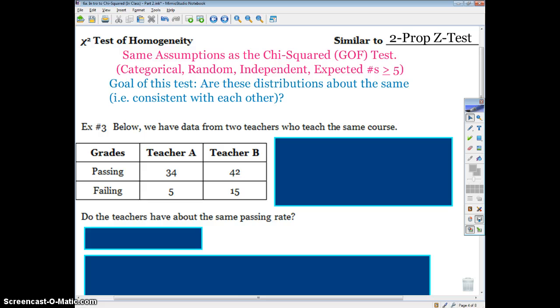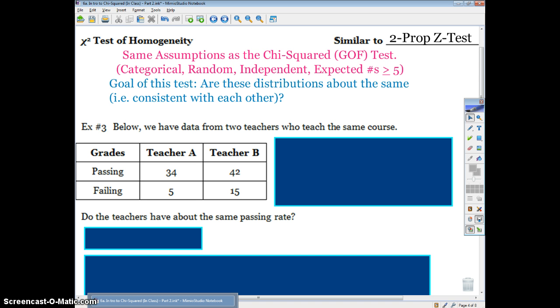Today we talked about two more chi-squared tests. The test for homogeneity, which is similar to a 2-prop z test, and also the chi-squared test of independence, where we look at a matrix of values or a table and see if that is consistent with what we were expecting. Okay.